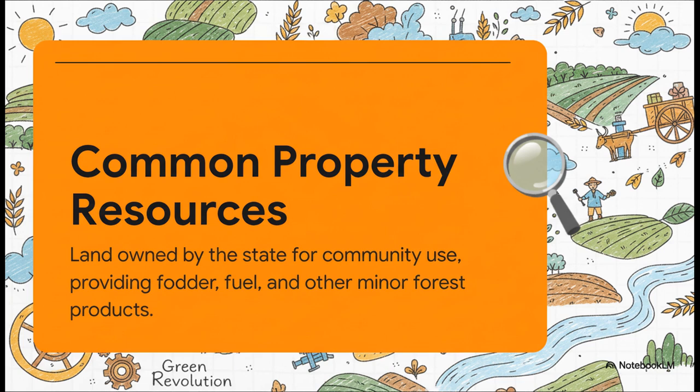Now, this is a very, very important concept. Common Property Resources, or CPRs. Basically, these are lands that are owned by the whole community, like the village panchayat. Think of a village pasture where anyone can take their cattle to graze. This land is an absolute lifeline, especially for landless farmers who really depend on it for animal fodder and fuel.